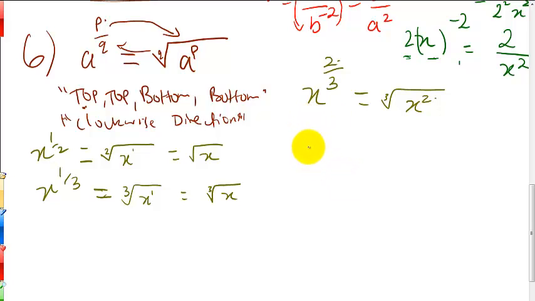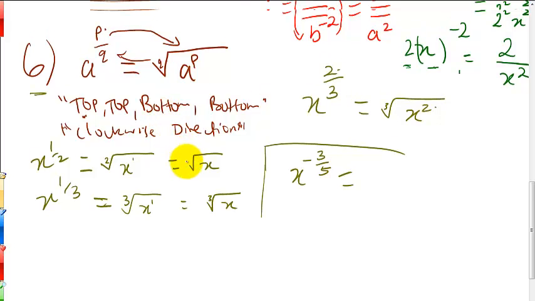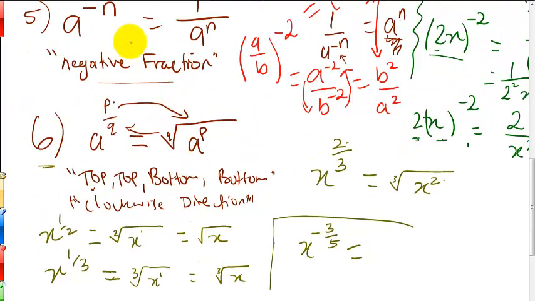So if I gave you another one, the hardest one, I'll do that here. Here we go, ultimate question. The hardest question is when I combine this rule with the rule above. So if I put x to the power of minus, for example, 3/5. Well, okay, to be able to do law 6, I have to have it as a positive. But what we just learned from law 5 is that I can turn my negatives into positives.